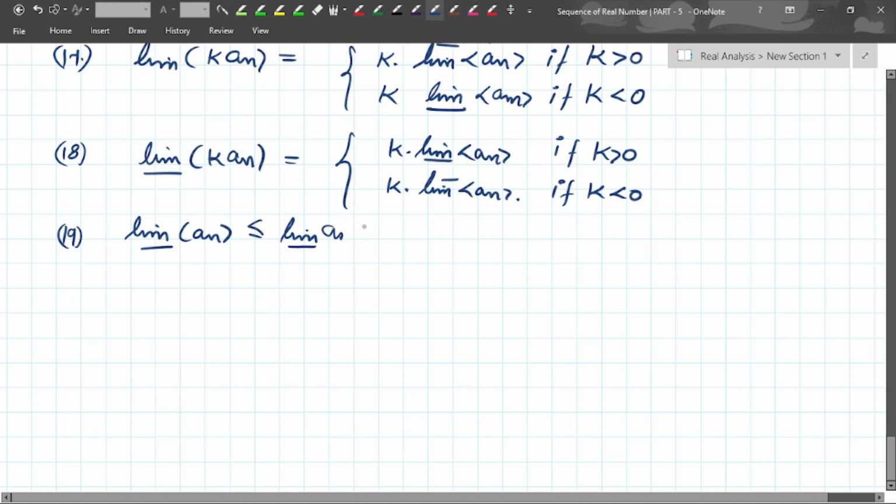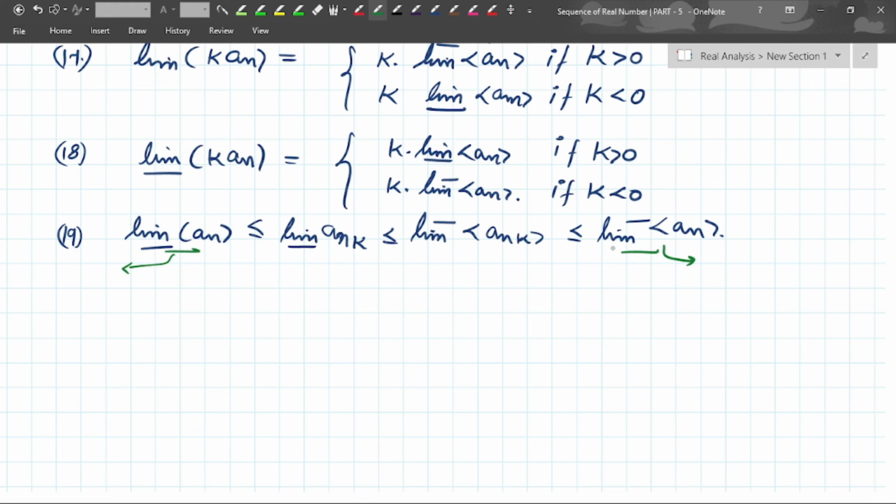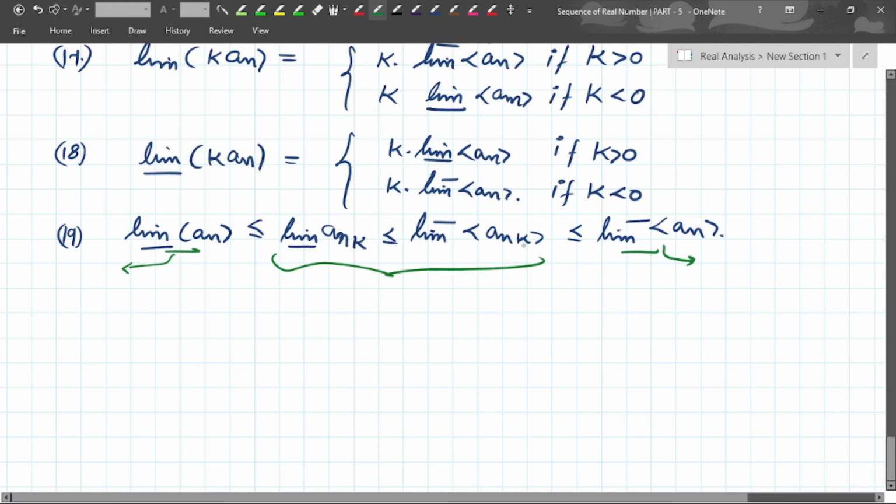Okay. Next we have result 19, that is the limit inferior of an is less than or equal to the limit inferior of a subsequence ank, which is also less than or equal to the limit superior of ank, which is also a subsequence, and which is less than or equal to the limit superior of an. It is something like this. The limit superior and limit inferior are the infimum and supremum, and the limit superior and limit inferior of all the subsequences will lie inside these both. Okay, this is the concept.